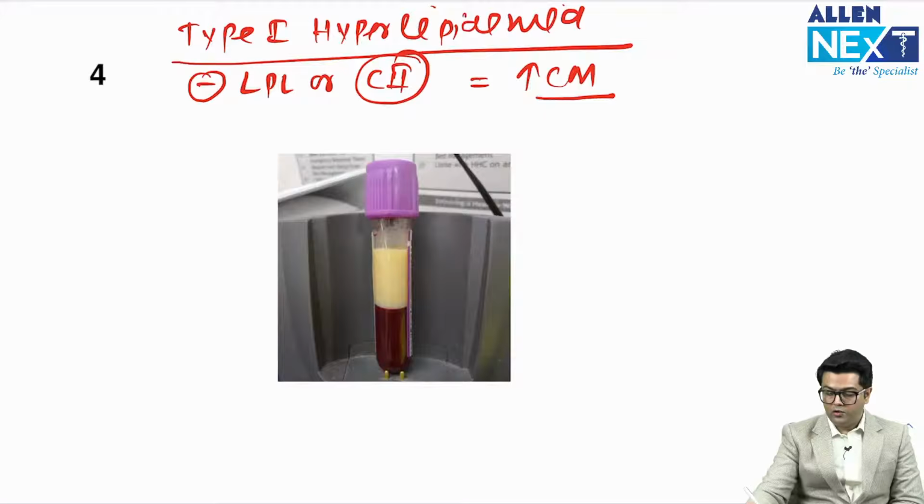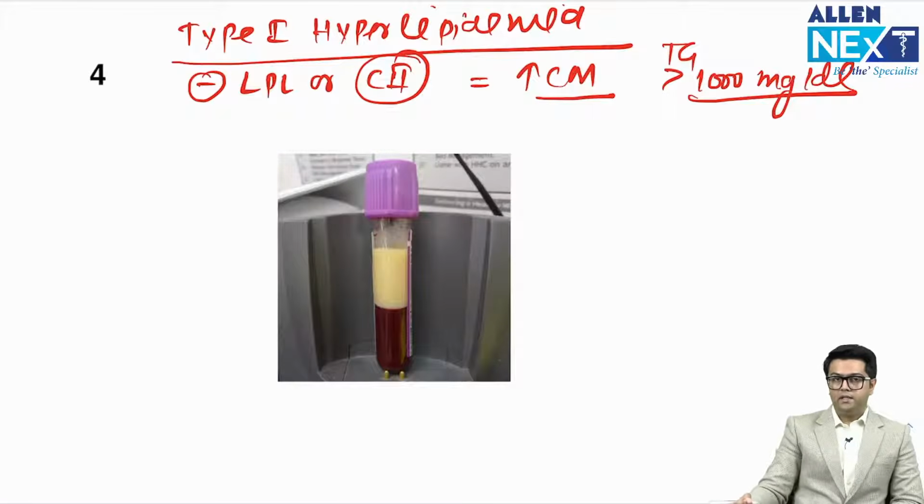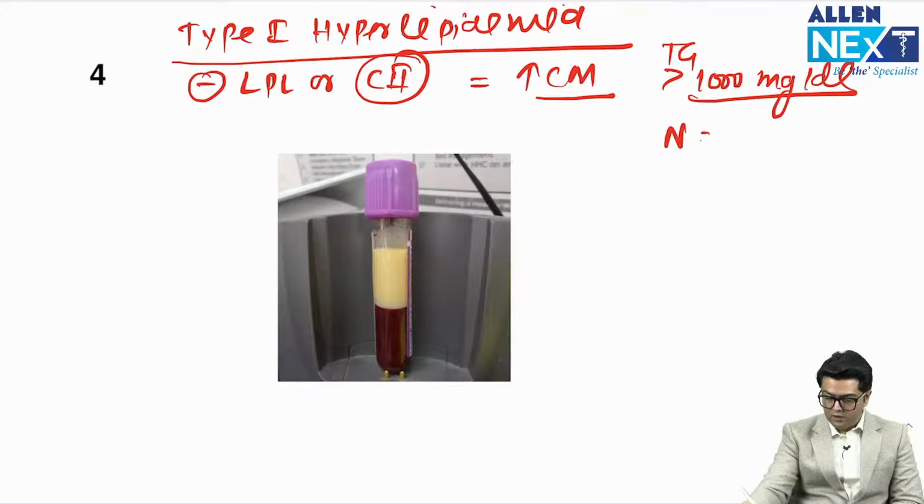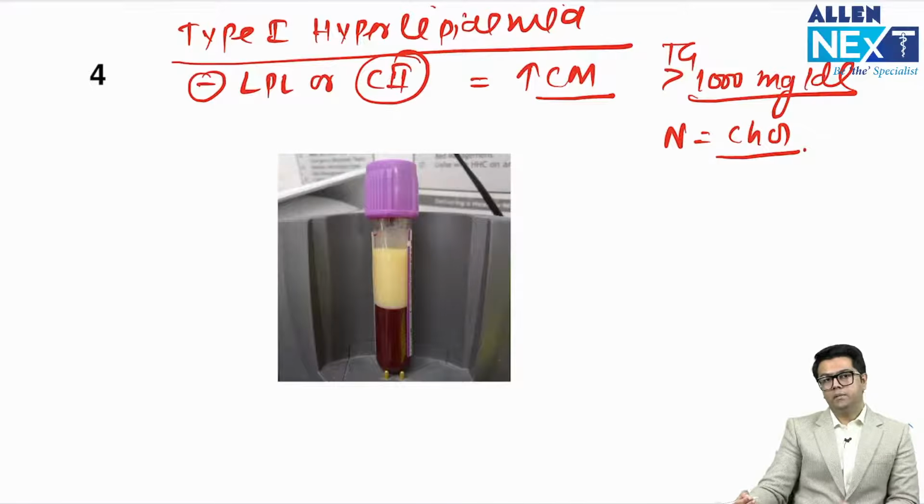Fine. And because chylomicron levels are high, the TG levels will be high, almost more than 1000 mg per dl, right? And that causes acute pancreatitis in this patient. Yes, very good. So TG levels are very high here, but normal levels of cholesterol are present. Fine. So that is called type 1 hyperlipidemia or type 1 hyperlipoproteinemia.